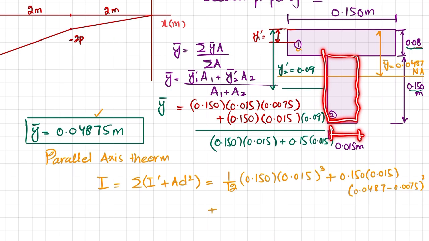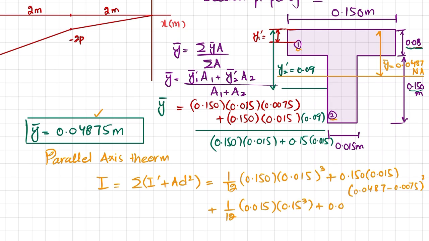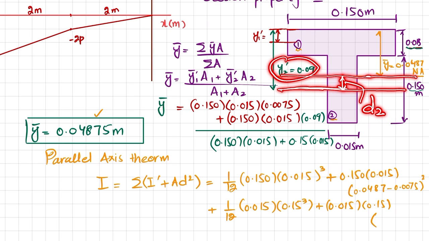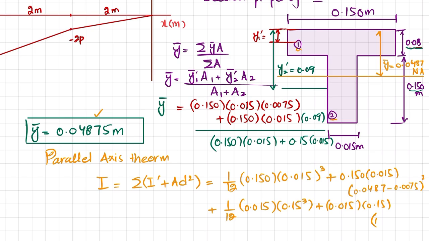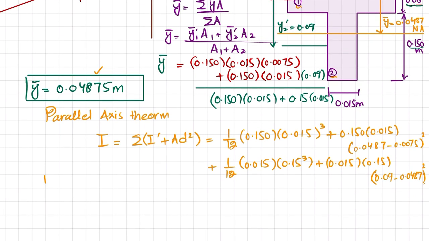So 1 over 12, its breadth is this and height is this. So I will write 1 over 12, 0.015 into 0.15 cube plus area, which is 0.015 into 0.15, clear, into D square. Now what is D? D is the distance from the neutral axis till the centroid of the second. So this is the centroid of the second and this is the neutral axis. So this gap will be equal to D2, and this is equal to Y2 minus Y dash. So I will write Y2 is 0.09 minus 0.0487 whole square. Okay.